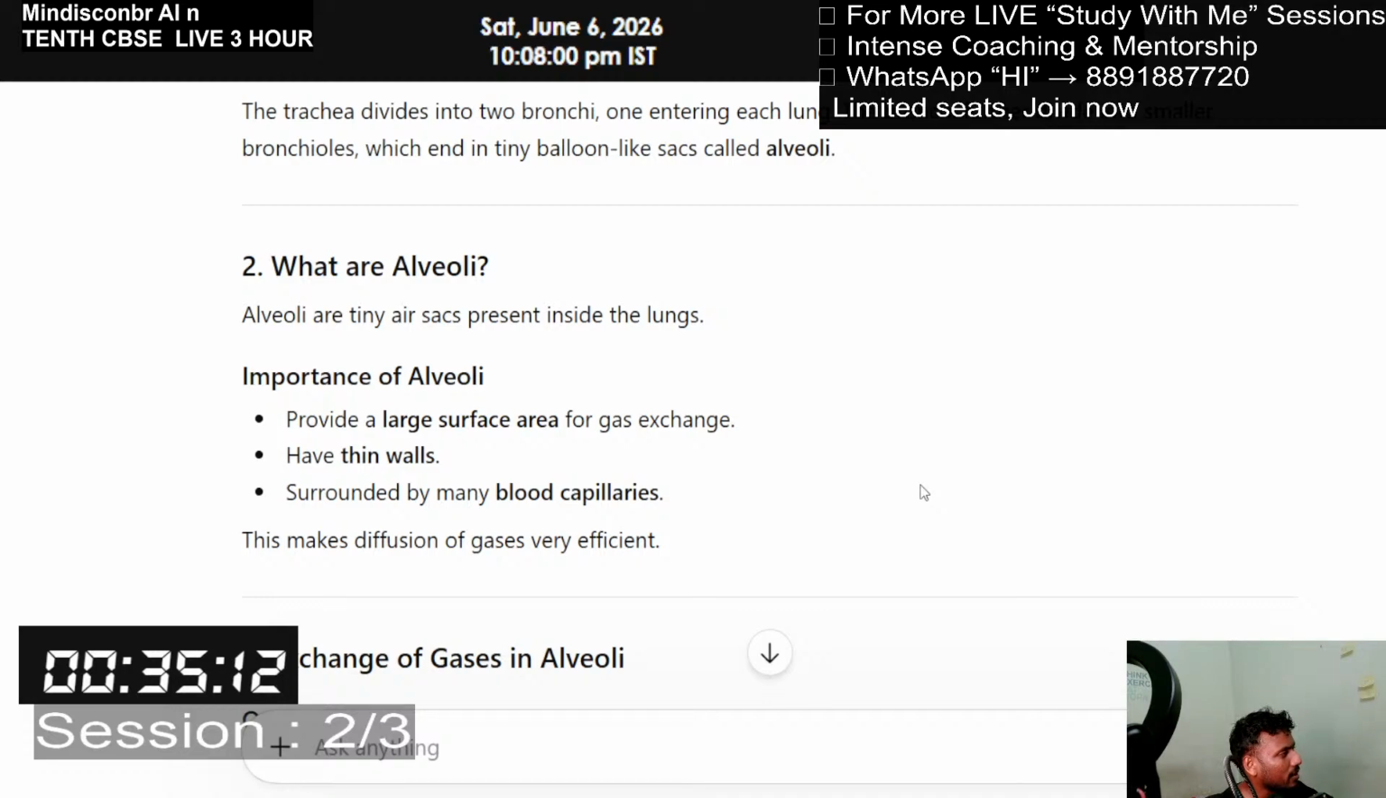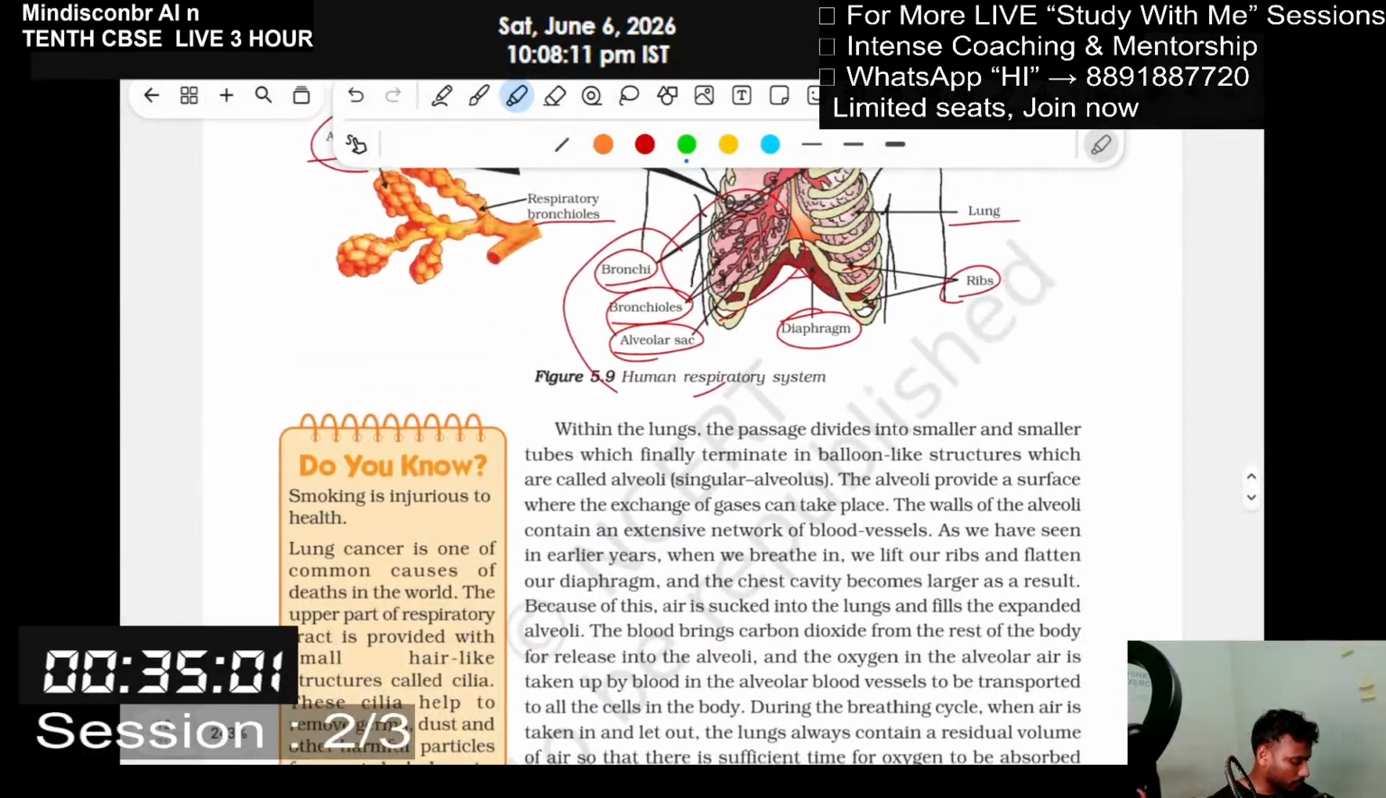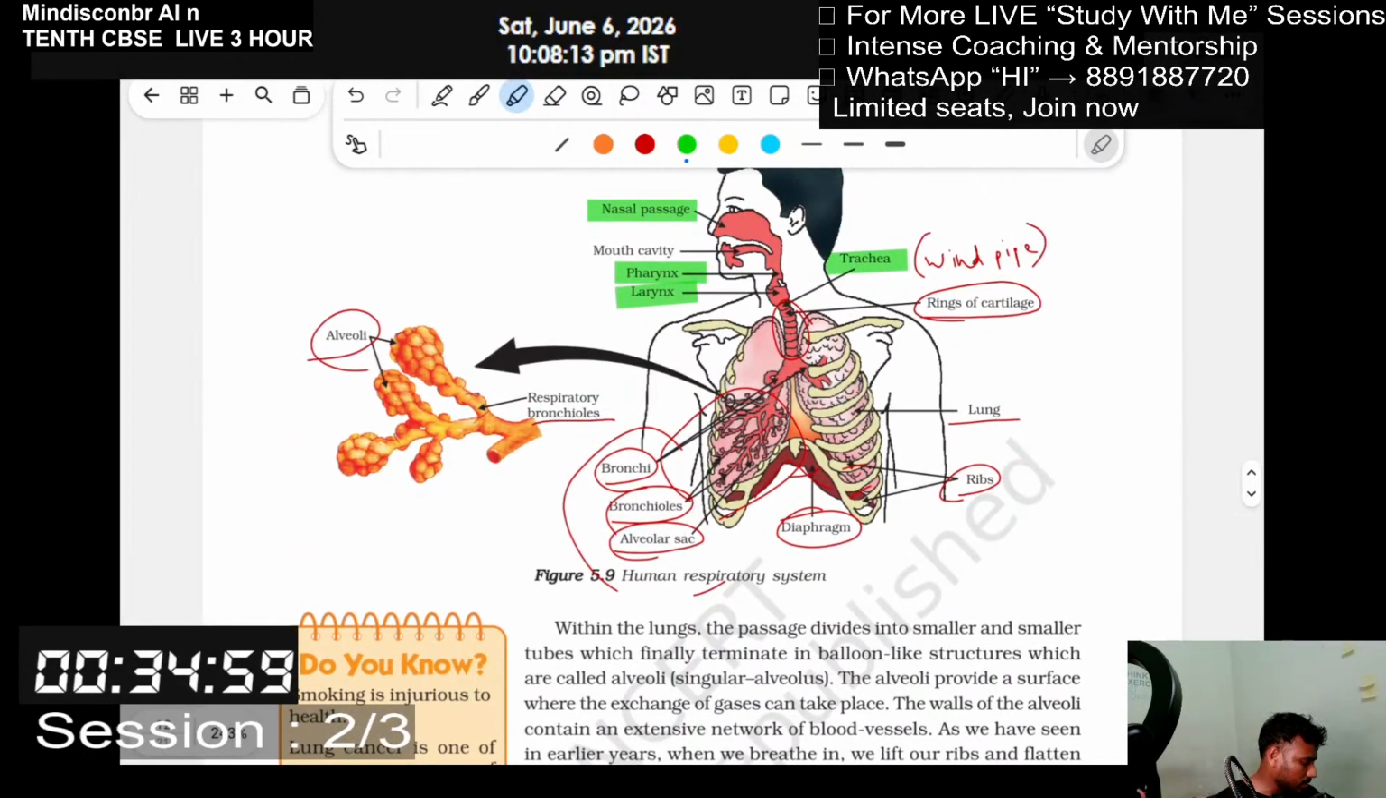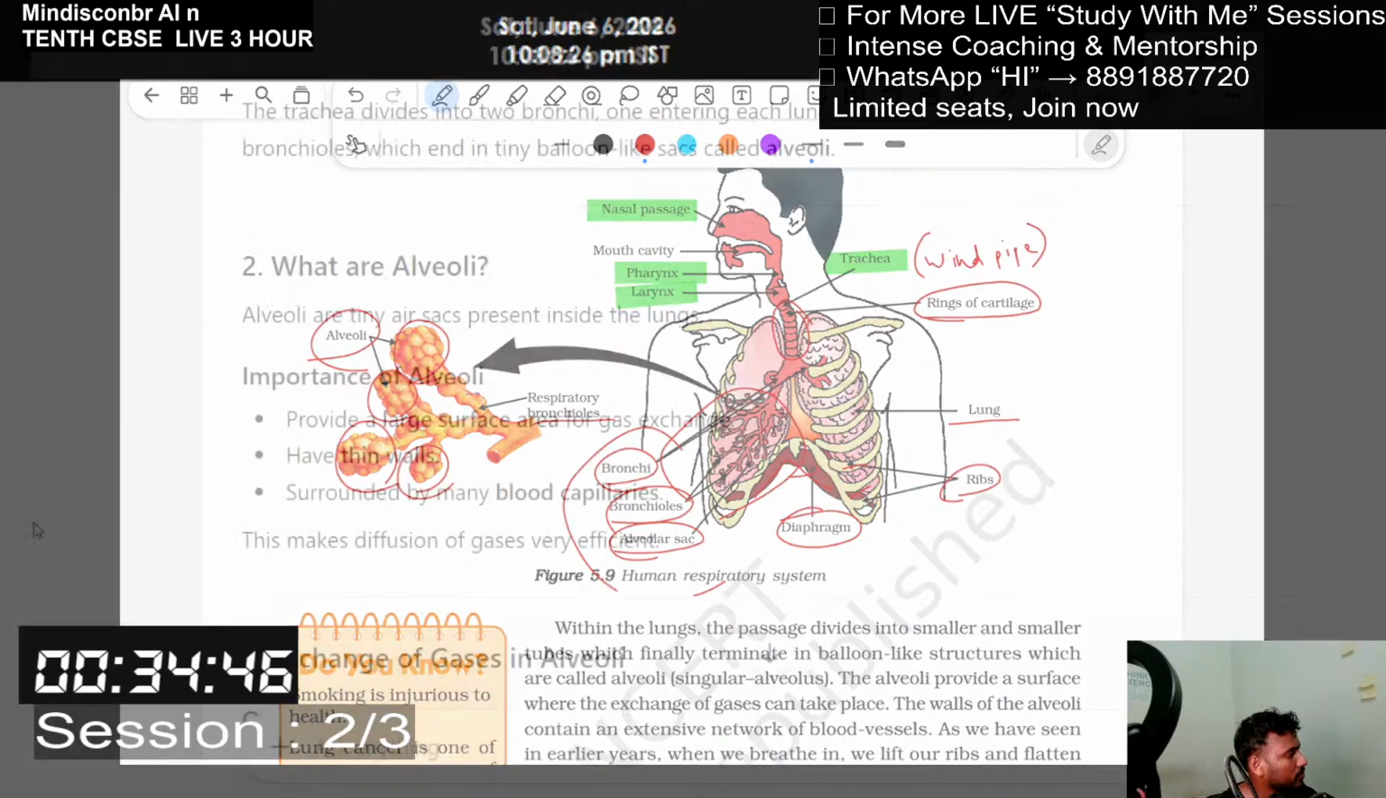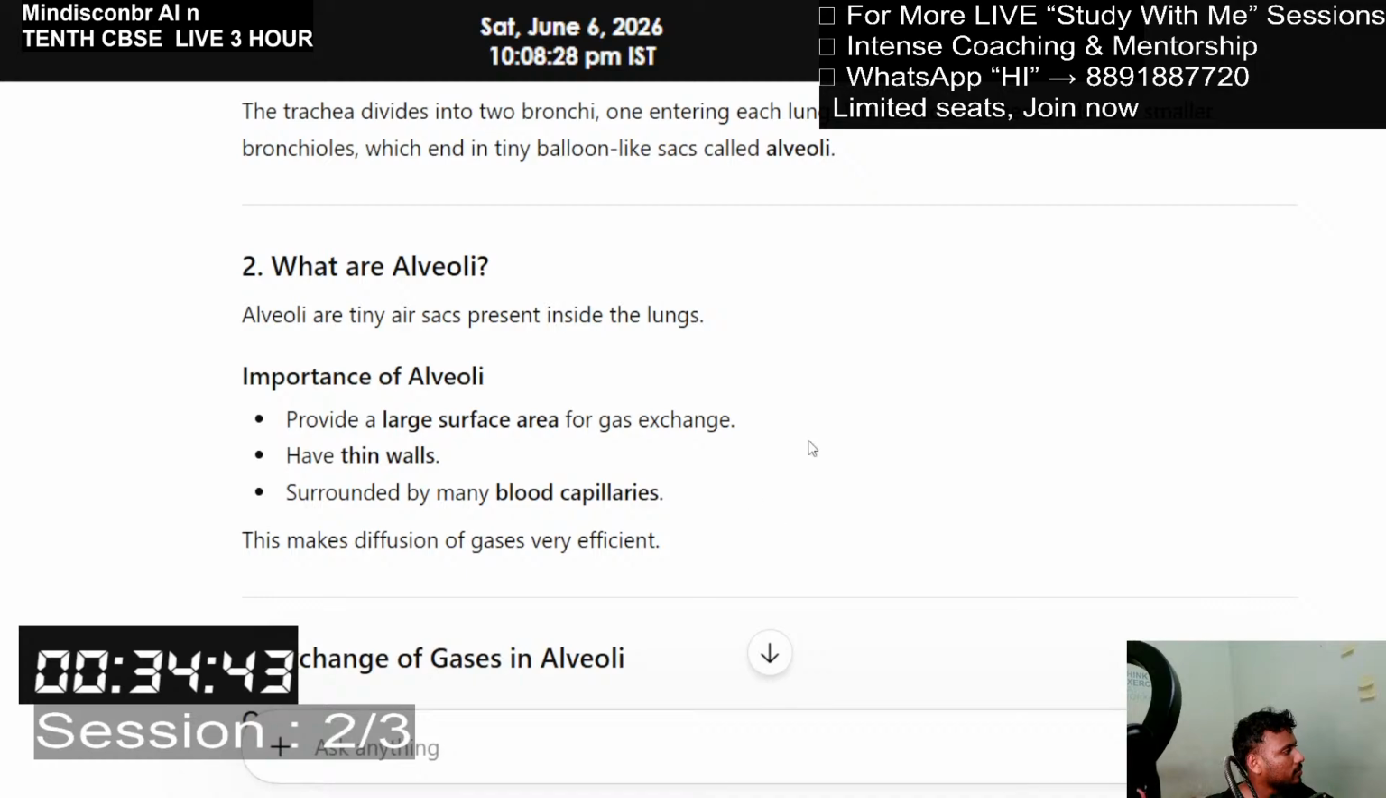So what are alveoli? Alveoli are tiny air sacs present inside the lungs. You can see in the figure, that is the bulged image. This balloon-like, small bulged, or small berry-like structure at the tip of the bronchioles is called alveoli. So alveoli are tiny air sacs present inside the lungs.